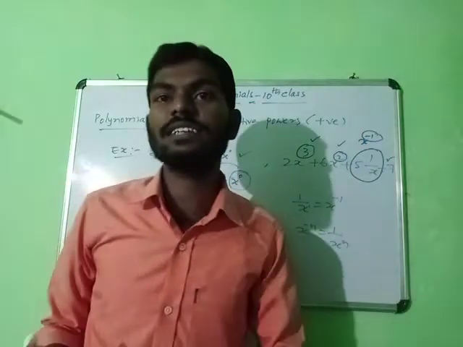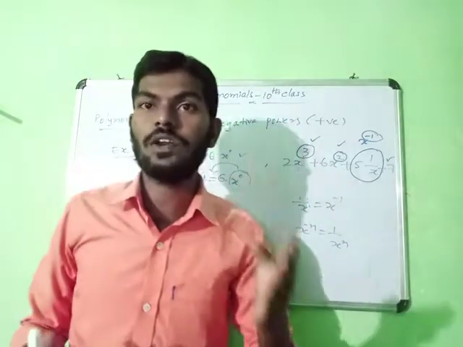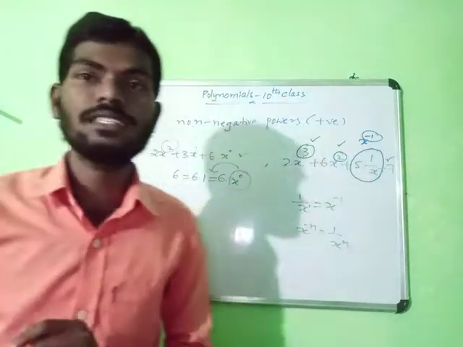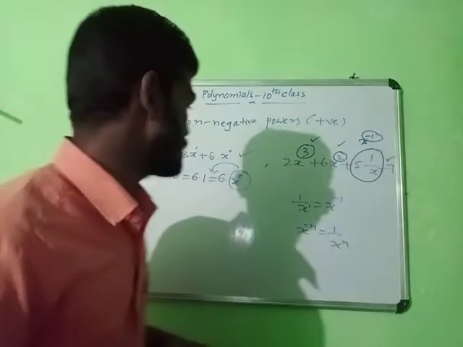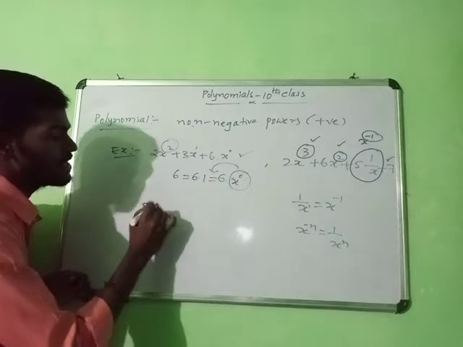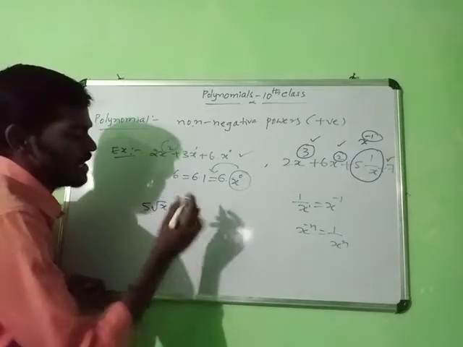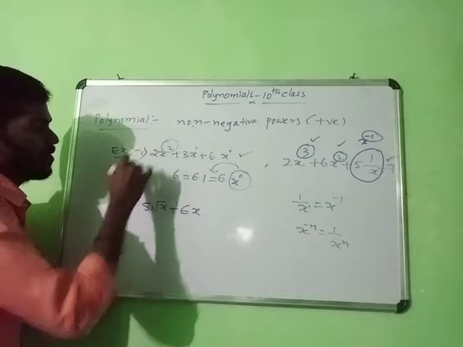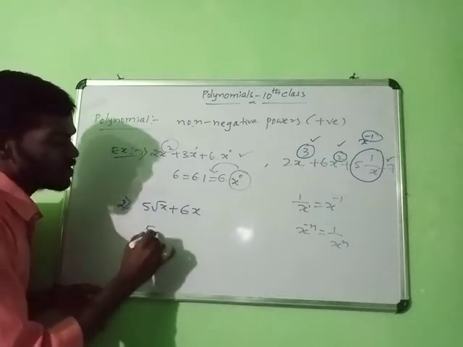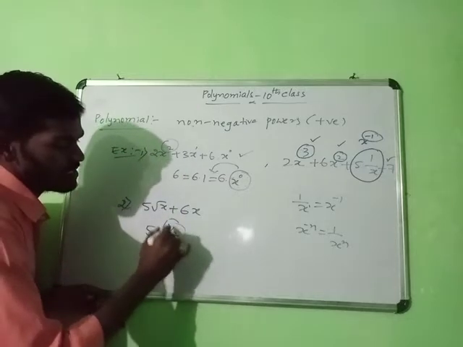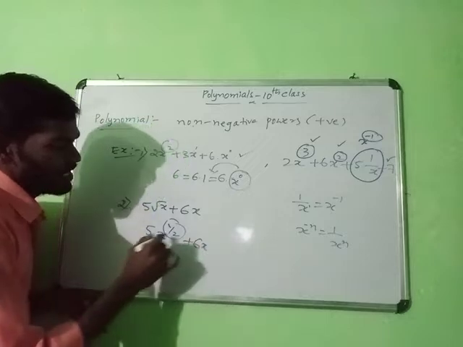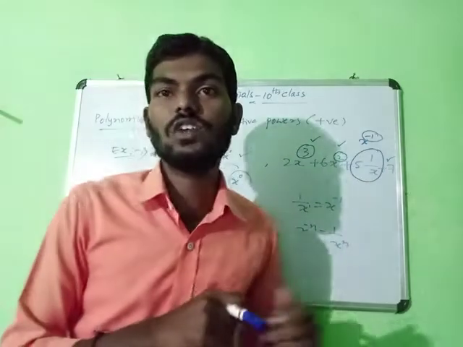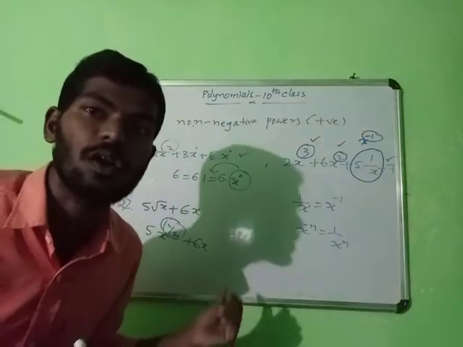In each and every term, if the degree is positive, it is a polynomial. And also, the degree should not be rational. Take the example 5 into root x plus 6x. Now what will come here? 5 into x power 1 by 2 plus 6x. 1 by 2 is a rational number. So this is also not a polynomial.